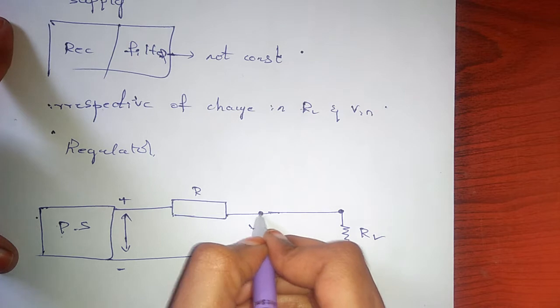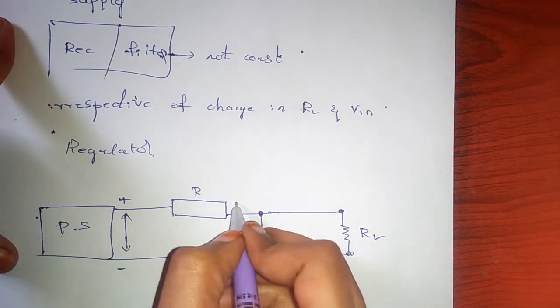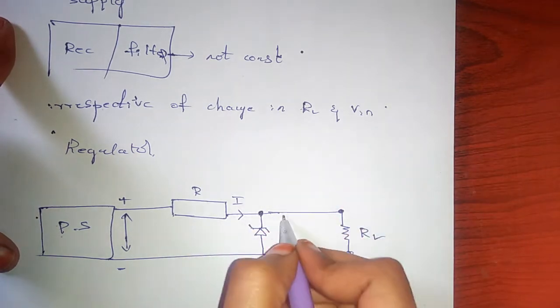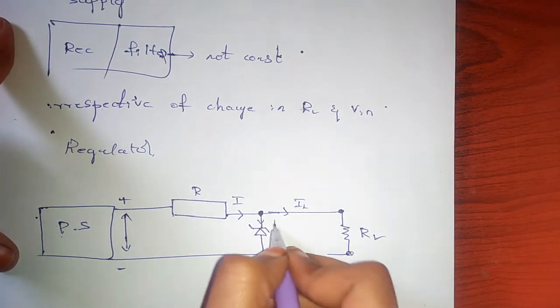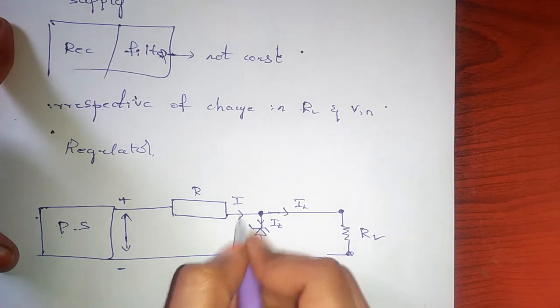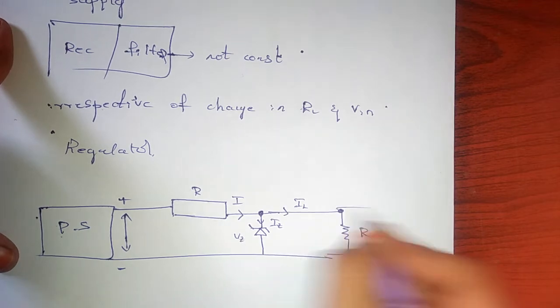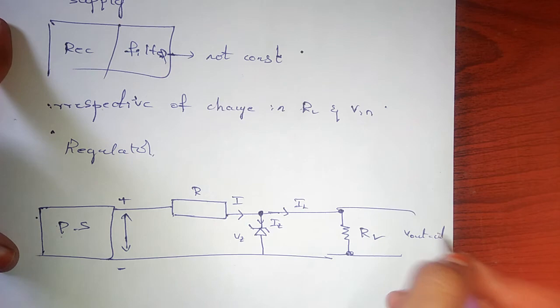So in this junction, the actual current that is coming out of the power supply is I. But in this junction, we have two currents, that is IL which is going to the load and IZ which is going to the Zener diode. And the voltage across the diode is VZ. So the output Vout should be constant.